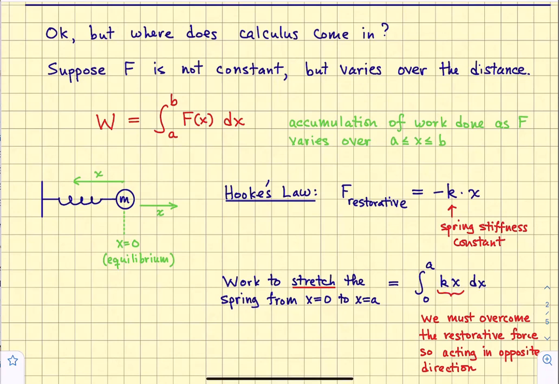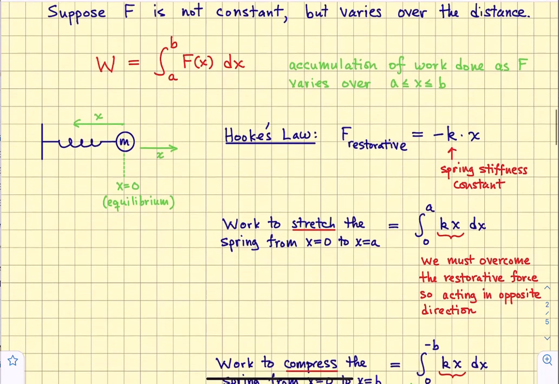Notice that the force that we're acting against is this force, so it's in the opposite direction, so we do not have a minus here. This is how the spring is acting to restore the spring to its equilibrium position, but the force we're overcoming is working against that force, and that's why we do not have the minus sign here.